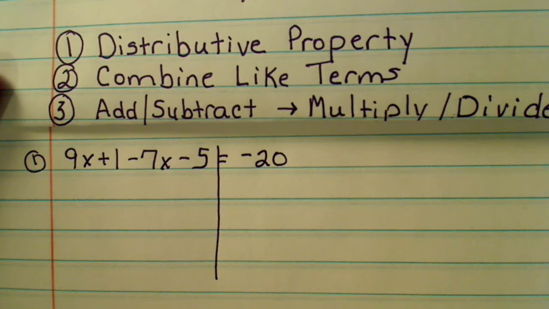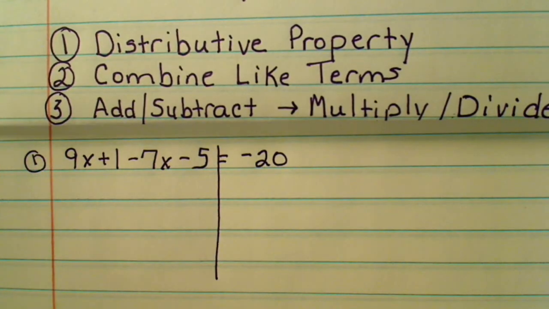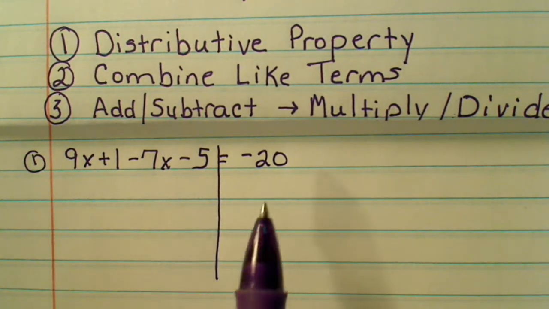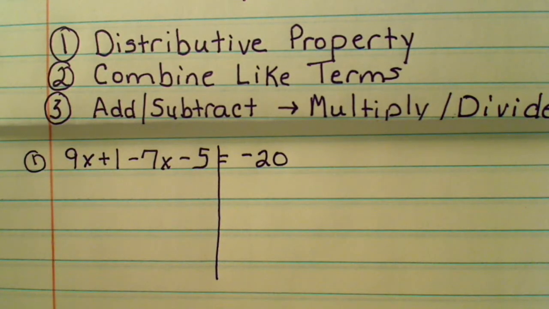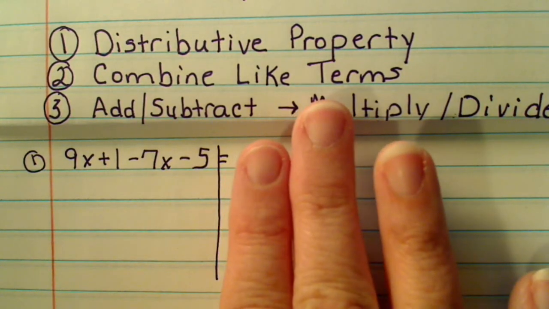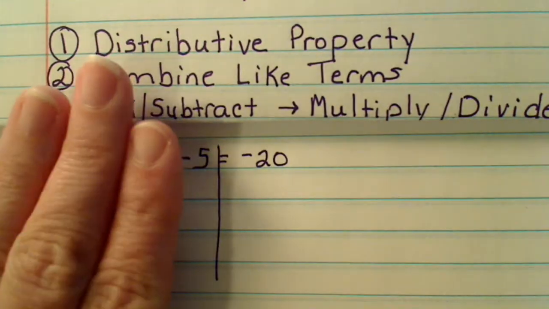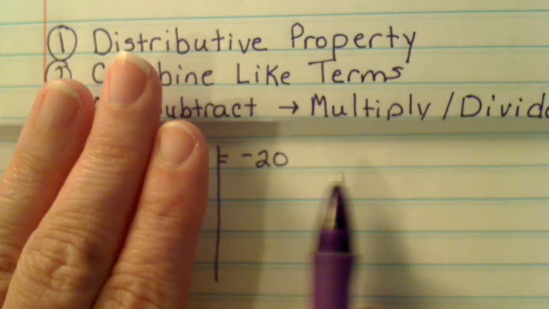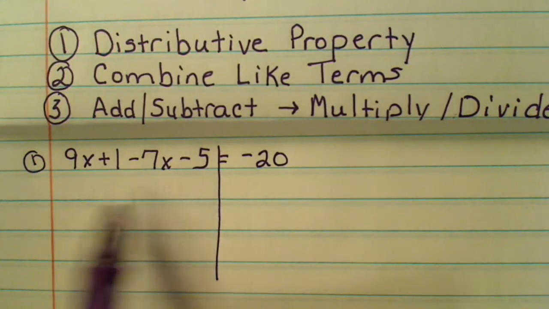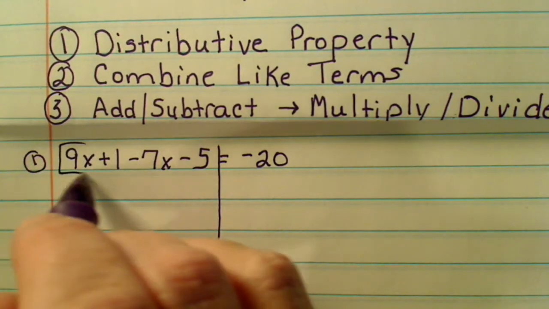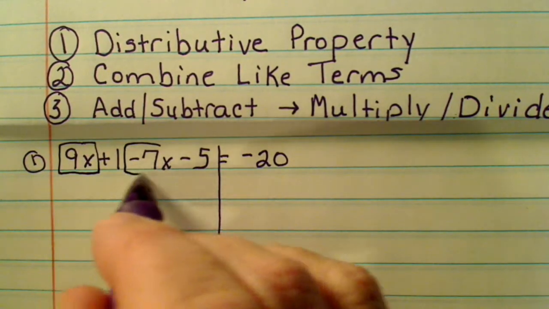So the first one is to look at your problem and see if you can do the distributive. Now, the distributive only works if you have a parentheses. Well, obviously we don't have a parentheses, so we're going to go to step 2. Step 2 is combine like terms. When you combine like terms, you look on one side of the problem to see if you can combine like terms on that side. And then you look at the other side to see if you can combine it on that side. So obviously over here, we can combine these two because they both have an x.